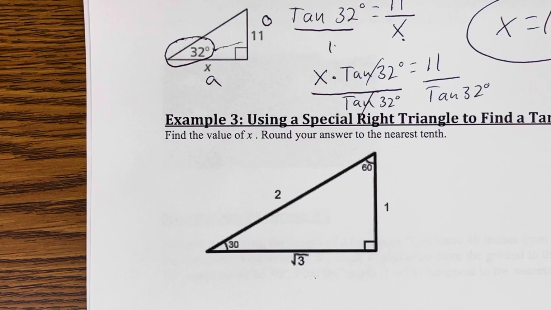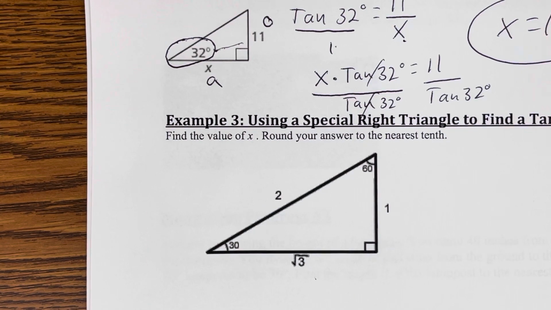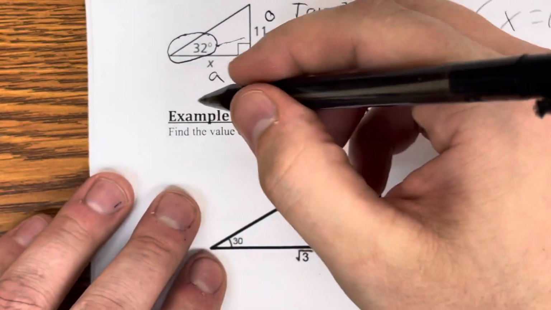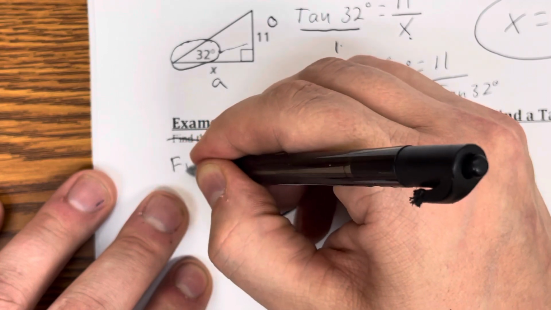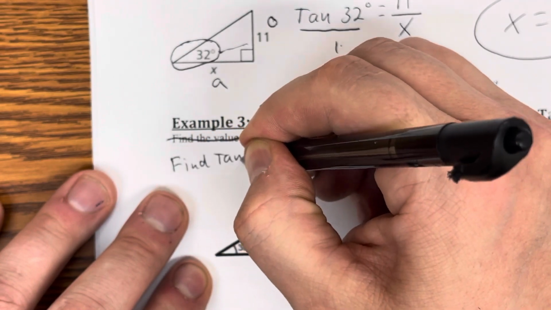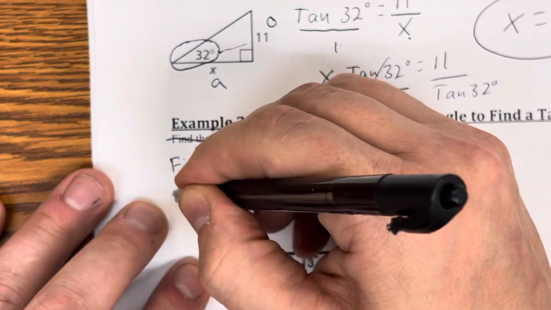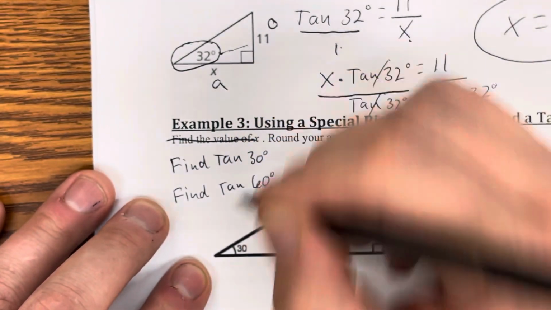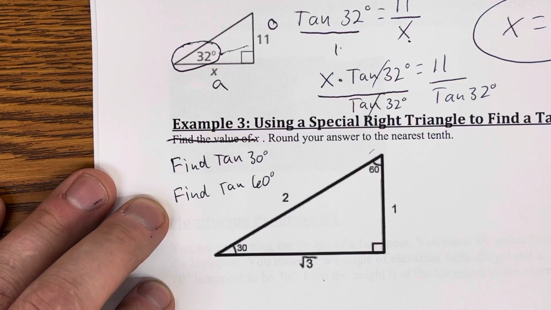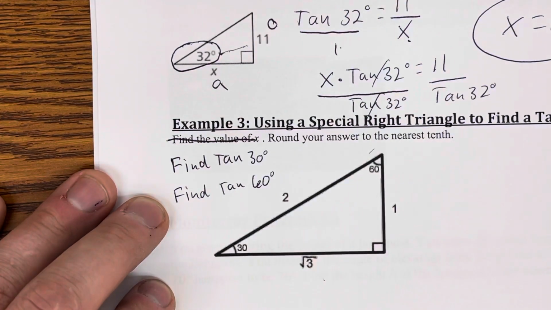So if I have a special right triangle here, in order for me to find the tangent, we're going to say find the tangent of 30 and find tangent 60. Okay? So that's what we're going to find. We're going to find the tangent of 30 and the tangent of 60.